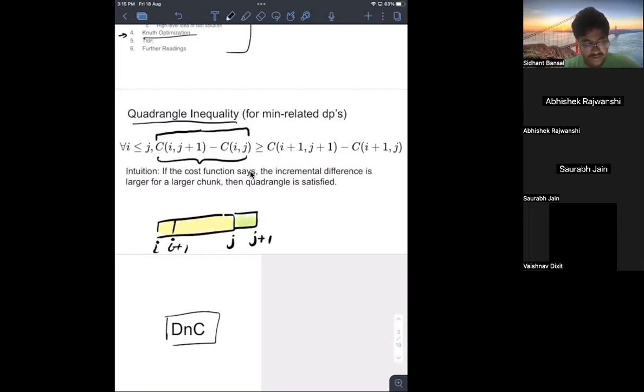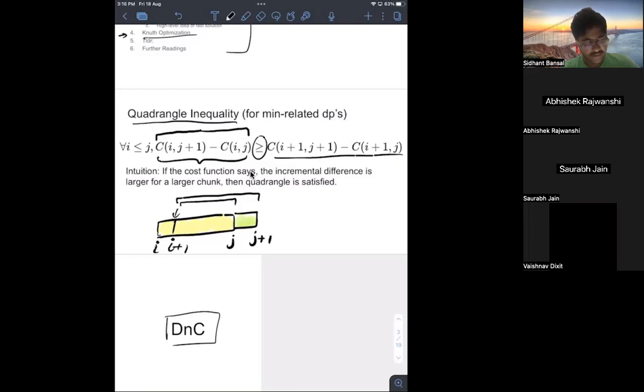This must be greater or equal to the incremental difference that you get had you not started from i, but had you started from i plus 1. That is, from i plus 1 to j plus 1 minus from i plus 1 to j. That's the right-hand side. So what you're saying is that the incremental difference of a larger chunk being increased by 1 unit is larger than the incremental difference for a smaller chunk being incremented by 1 unit.